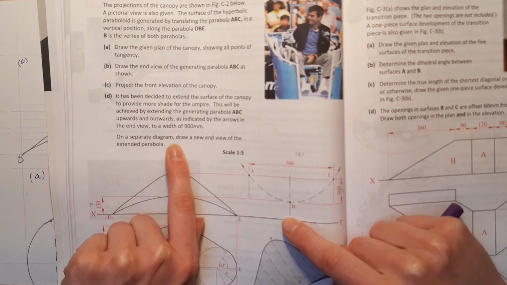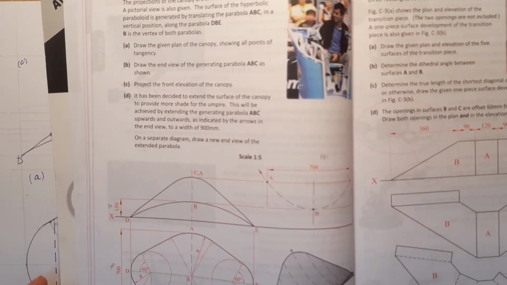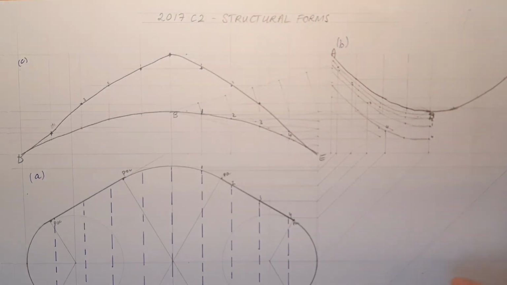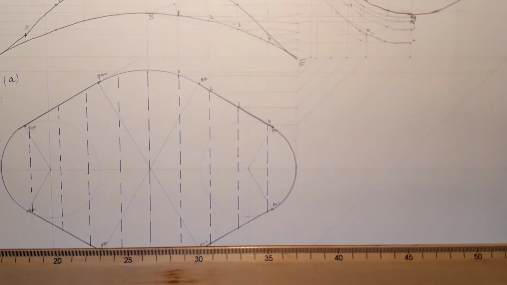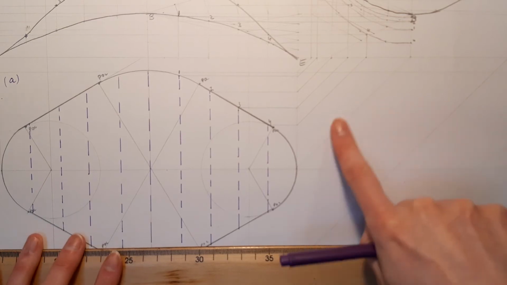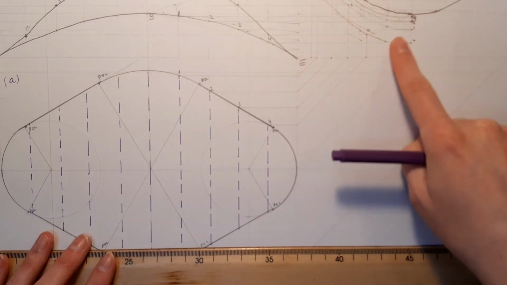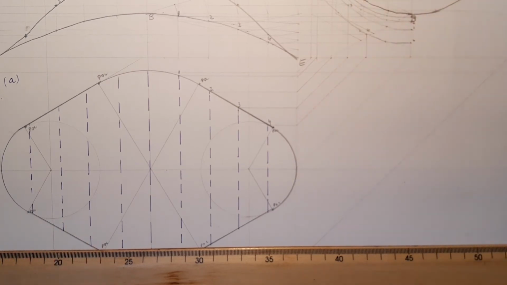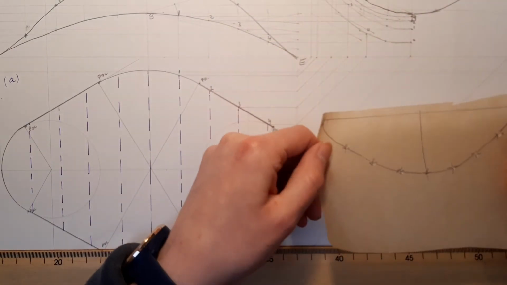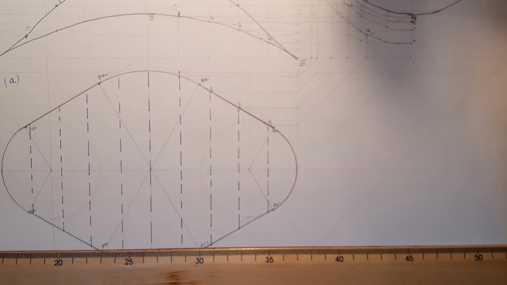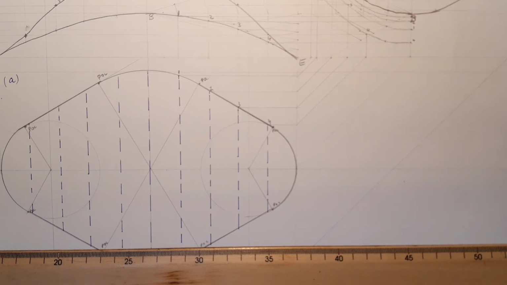On a separate diagram, draw a new end view of the extending parabola. Now, you have space in the bottom corner down here, and I'm just going to kind of bring it into the focus. Okay, so we have space down here in order to draw it. We are asked to draw the original parabola first that we had at the start of the question. Now, we have this on tracing paper, and we can transfer it anywhere we like. Now I'm going to just focus on one half of this drawing, simply because I'm making it bigger, it won't fit in my page if I do all of it.